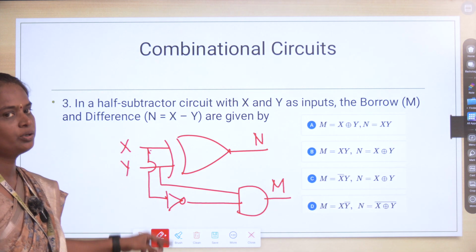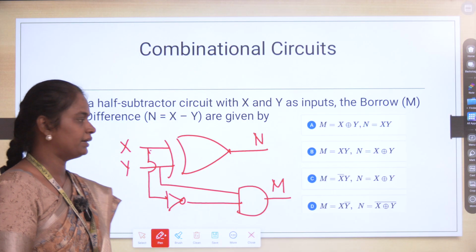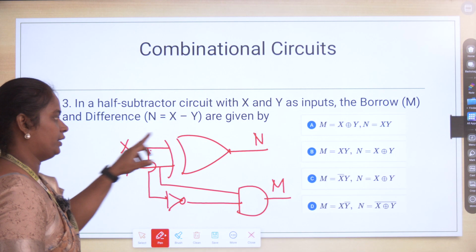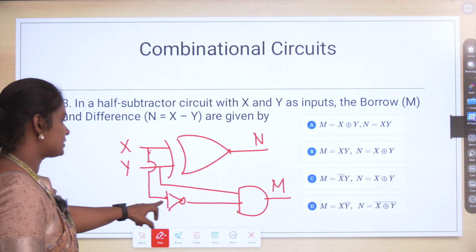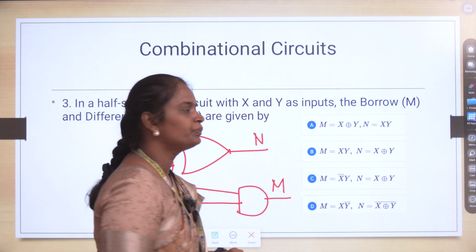This is the circuit of the half subtractor. n is the difference, m is the borrow. So n is equal to x XOR y, and the borrow m is equal to x bar into y. So this is the answer. Option C is the correct answer.